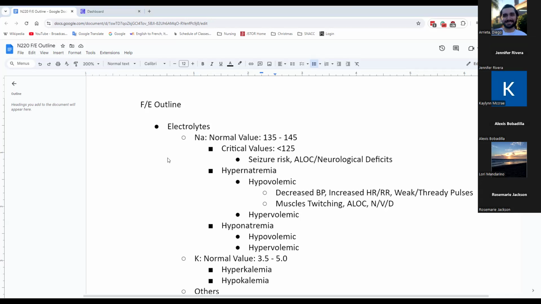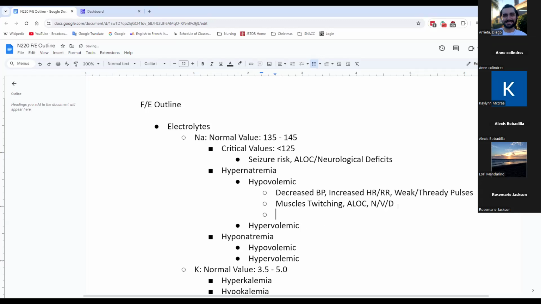Anne had her hand up. So when there's nausea and vomiting, is that considered increased motility? Is that what we call that? Because it also comes with diarrhea. Yeah, I would say when you have hypernatremia, you end up having increased GI motility. Okay, thank you. What about treatments? How do you treat having low water, high sodium?